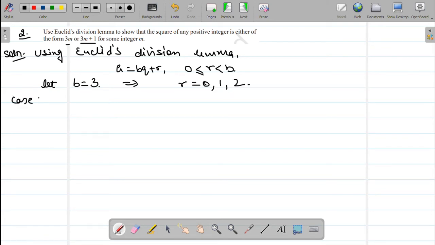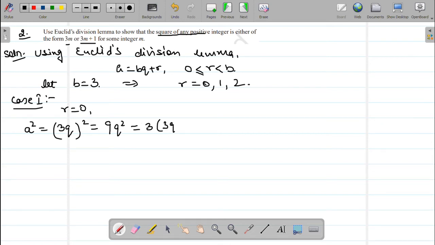So case 1. Case 1, r equal to 0, I'll start with. Now this time we have to take the square. So I will start with a square. So b equal to 3, r equal to 0. So it is 3q whole square, which is 9q square, which I can write as 3 into 3q square. Let 3q square be m. So this implies I'll get this as 3m. Okay, this is one of the required expressions. Now case 2.